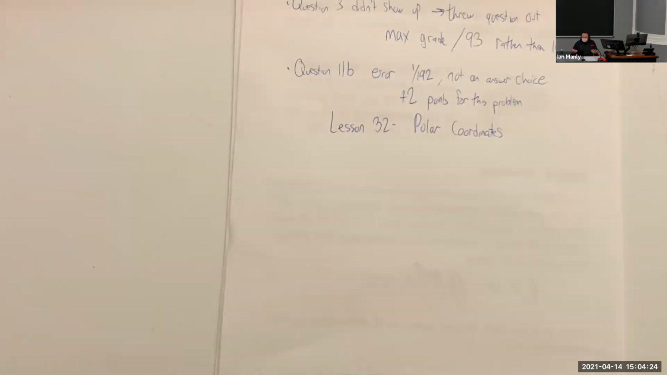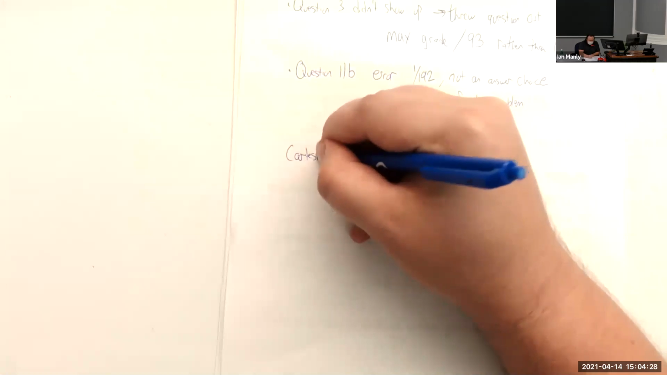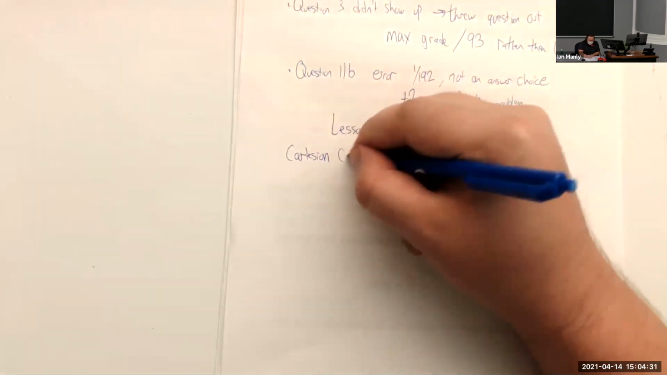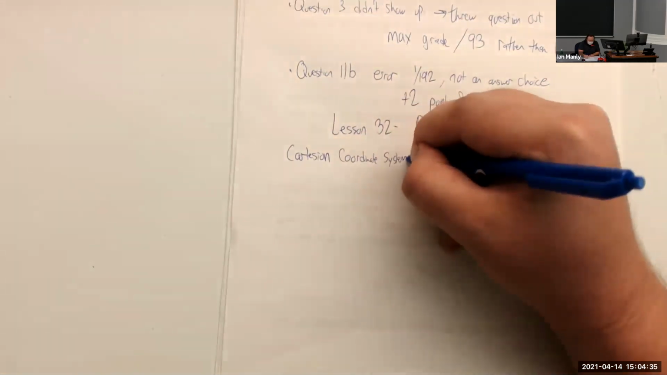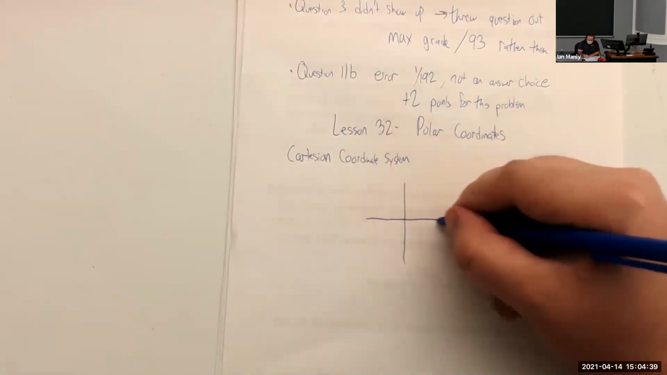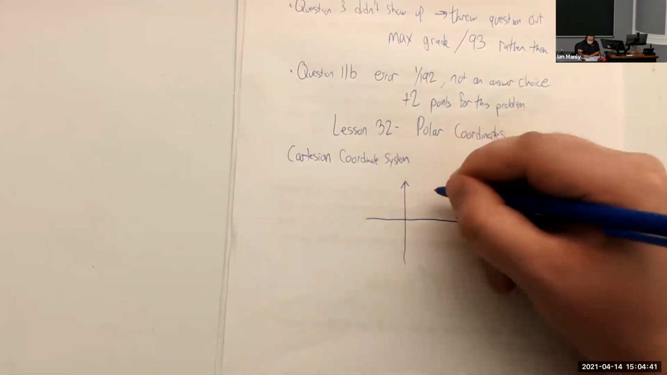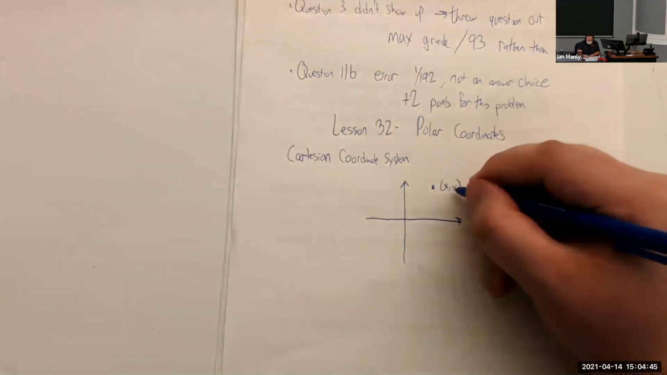Well, before I introduce those, I want to remind ourselves about the coordinate system that we're most familiar with. There's the Cartesian coordinate system. And the way the Cartesian coordinate system works, as I'm sure you're all familiar, is if you have a point, it has an x coordinate and a y coordinate.